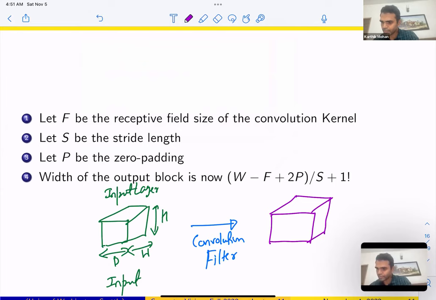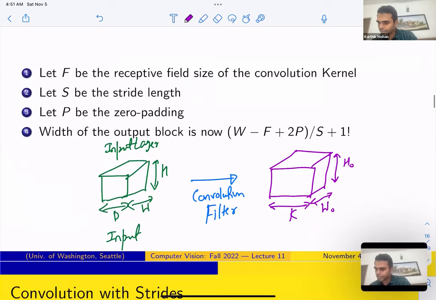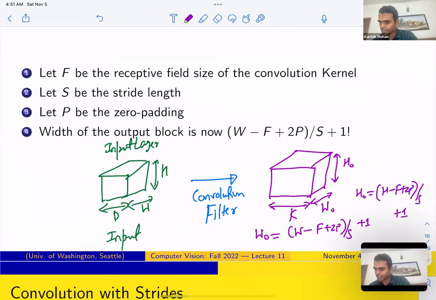All right. So here your depth is k because you're using k filters, right? And here you have something like w o, h o. So what is w o? We use this formula: w o is w minus f plus 2p over s plus 1, and h o is h minus f plus 2p over s plus 1. So you take the input width, and since you have a receptive field size, your window, you have to subtract that, obviously, because you can only go up to w minus f.